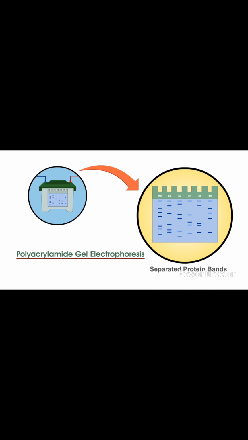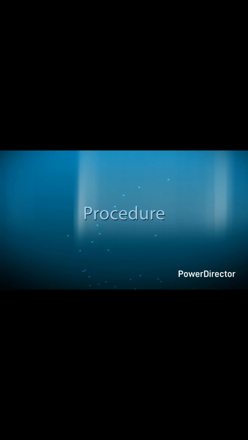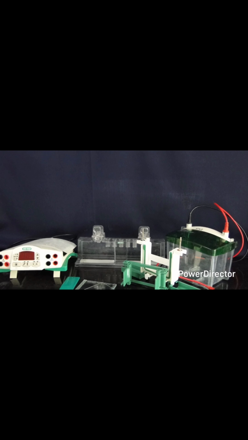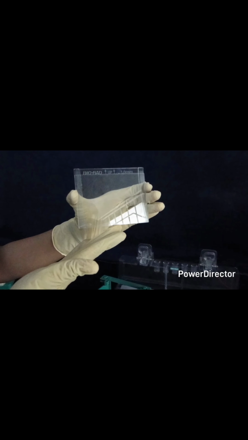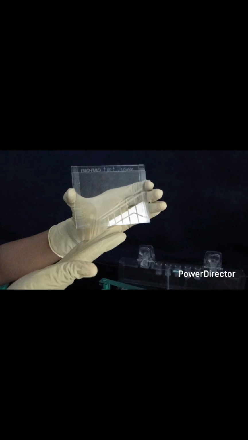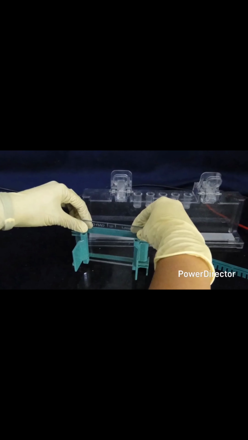After this, we talk about the procedures. Assembly of the glass plate. The first thing we do is to assemble the glass plate on a clean surface. Lay the longer glass plate, that's the one with the spacer, face down, and then place the shorter glass plate on top of it. Embed them into the casting frame and clamp them properly, making sure that the bottom ends of the glass plates are properly aligned. Then afterward, place the frame on the casting stand.